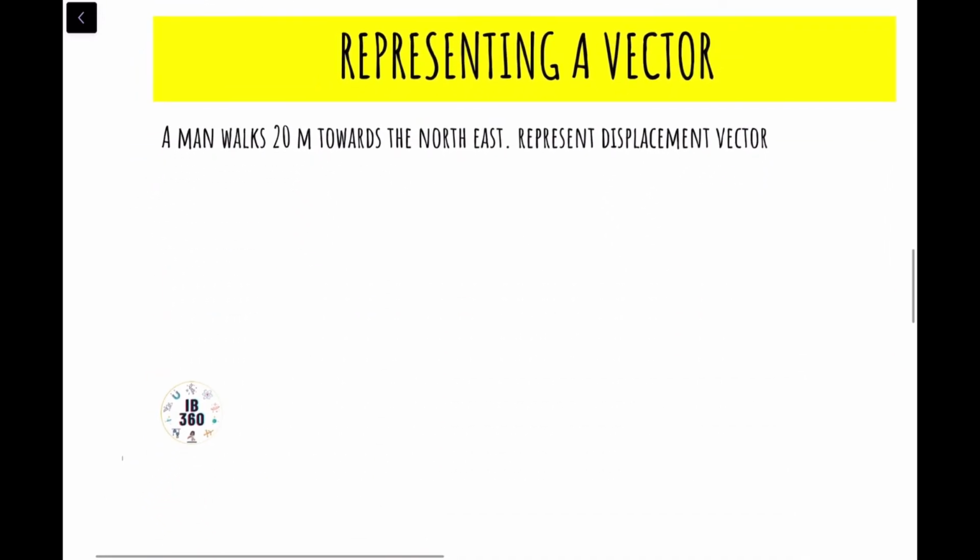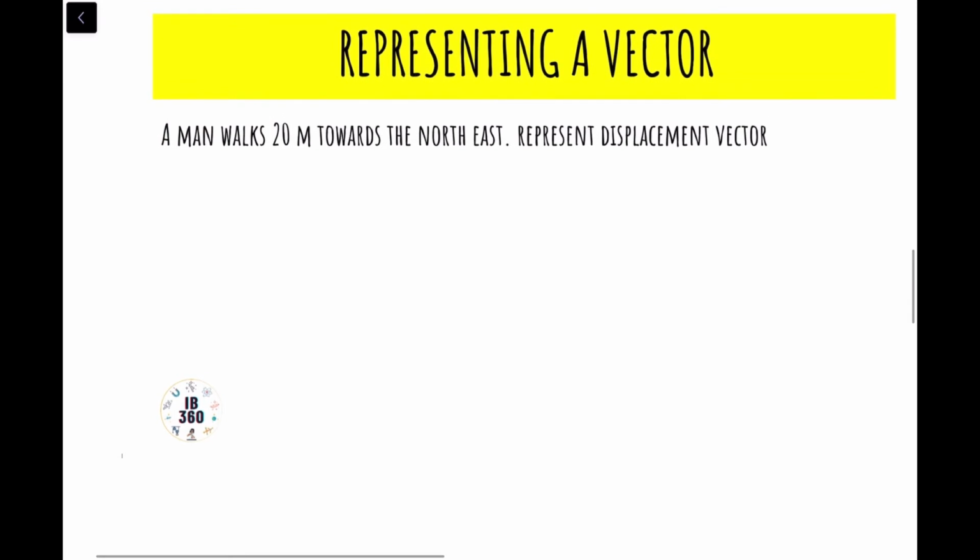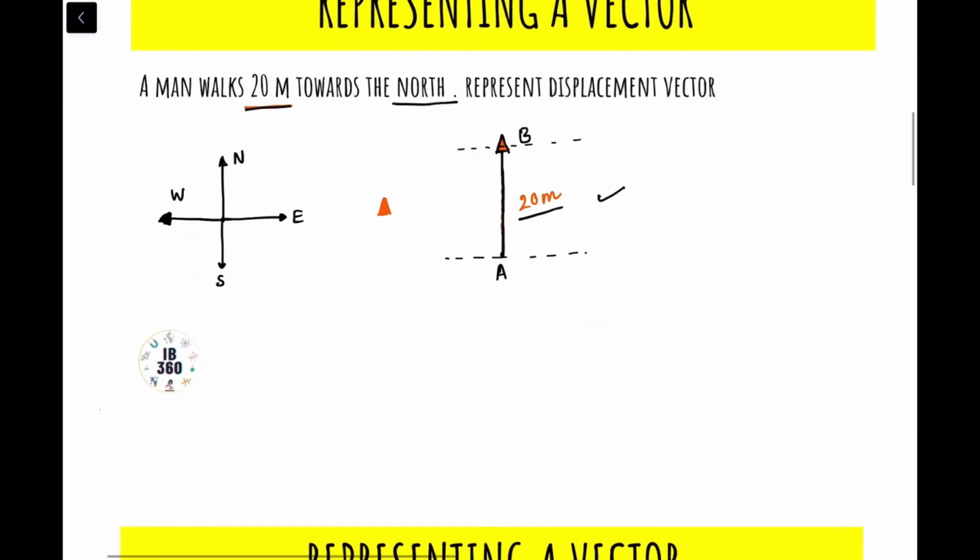Proceeding on to the next example, a man walks 20 meters towards the northeast.